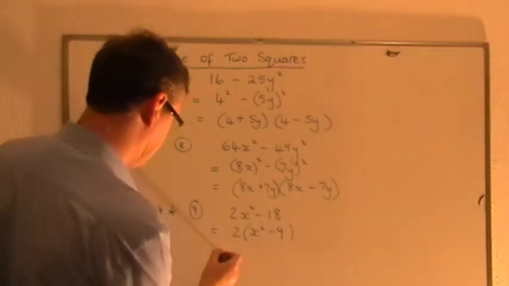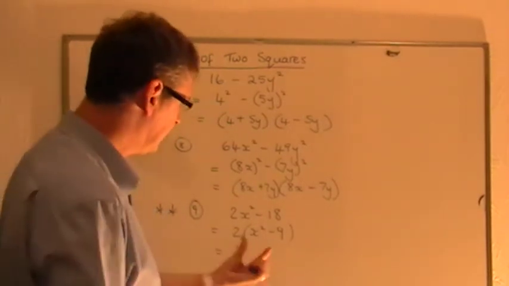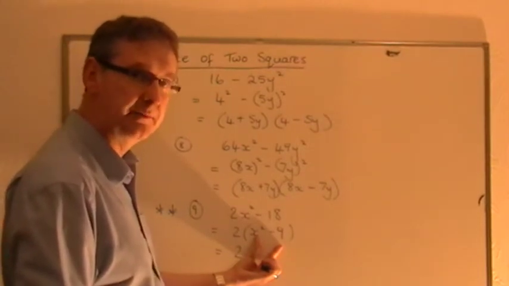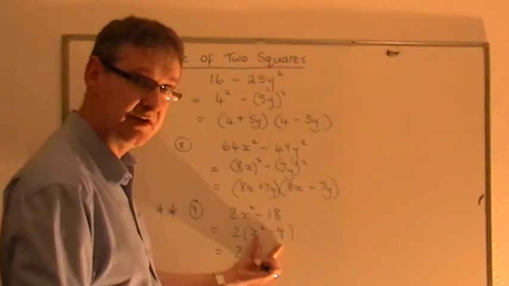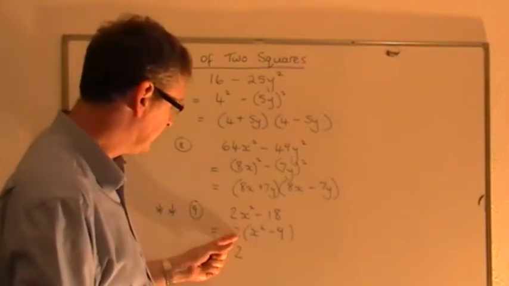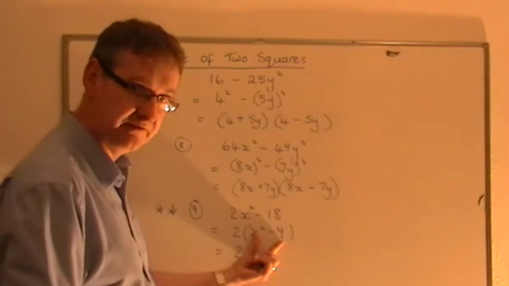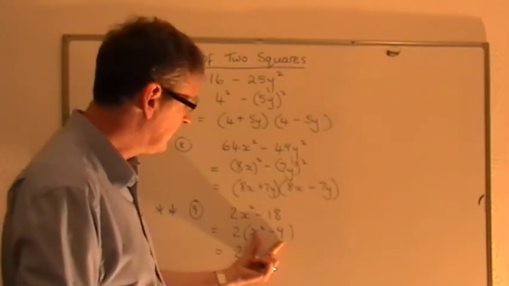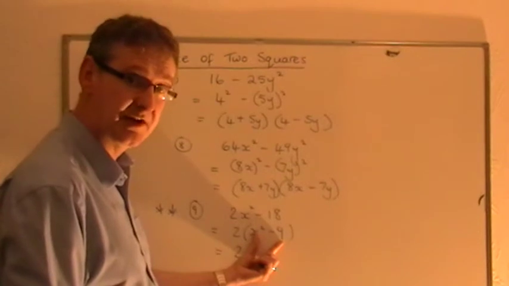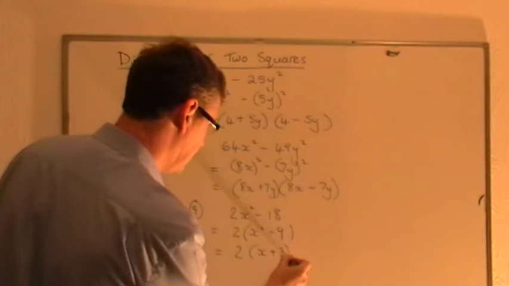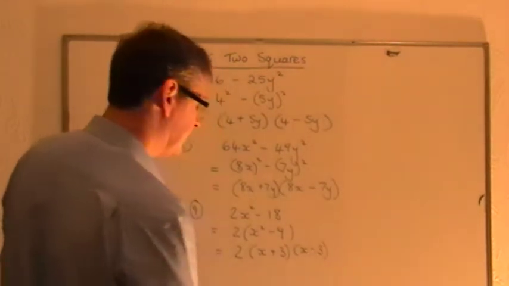Now you've got to realise that we can carry on, because the x squared minus 9 is actually now a difference of two squares factorisation. So we did common factor first, and now we're going to do a second stage of factorisation using difference of two squares. X squared minus 9 is the same as x squared minus 3 squared. So I can factorise this into x plus 3 and x minus 3, like so.